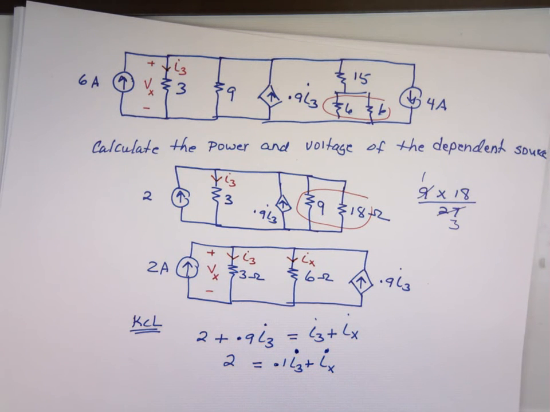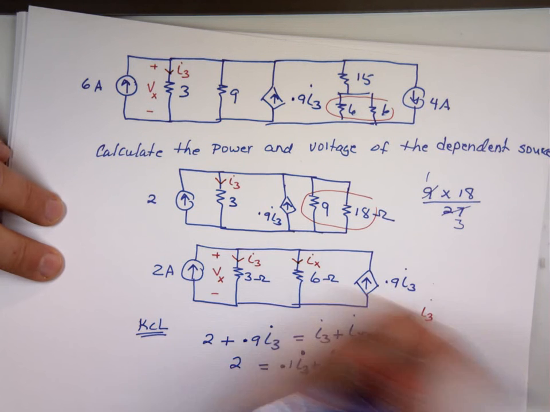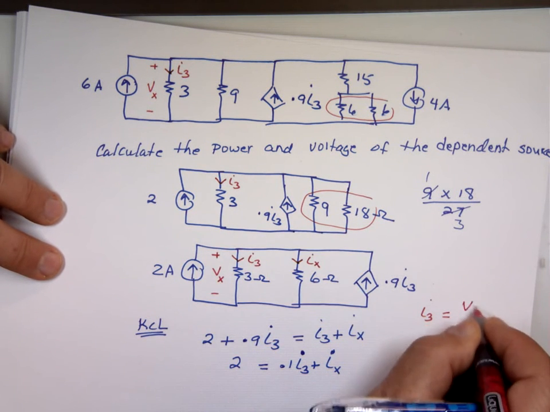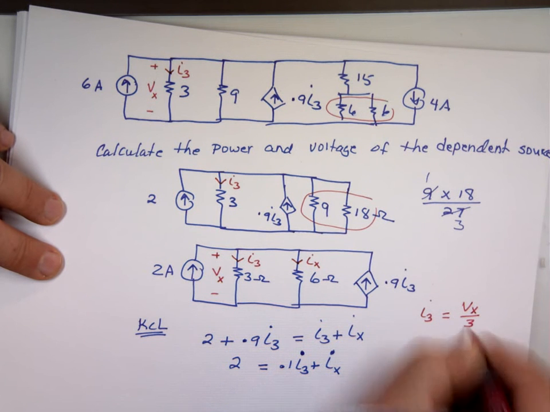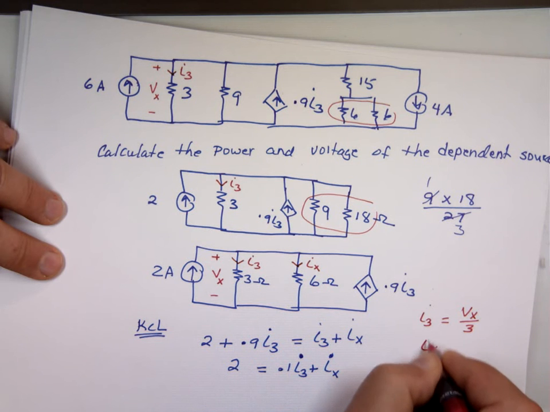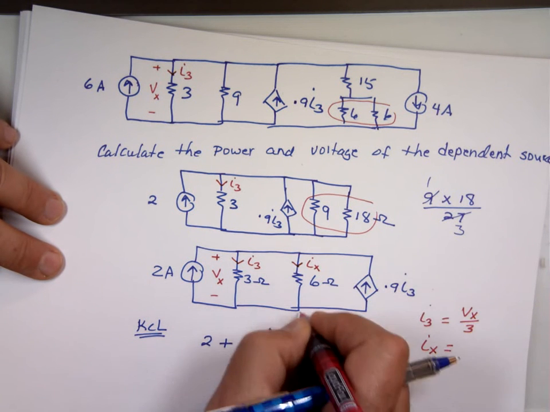Two unknowns in that equation. Can I find what Vx is? Or can I rewrite I sub 3 and I sub x in terms of Vx? I sub 3 is equal to what? It's defined as coming down, so it's the voltage on the top minus the bottom. That's Vx over 3. I sub x, I define it coming down. It's the voltage on the top minus the bottom. That's Vx over 6.